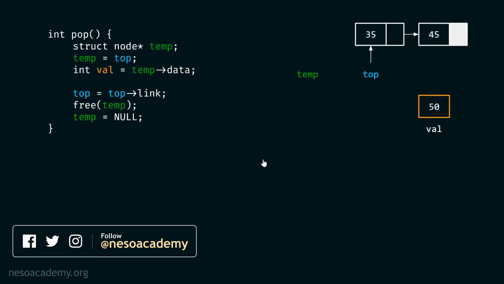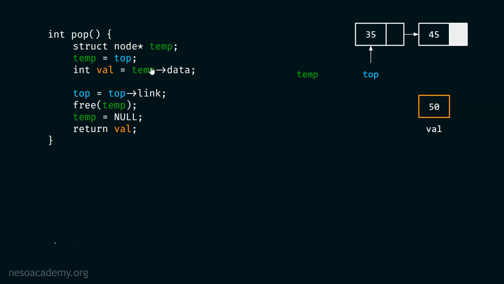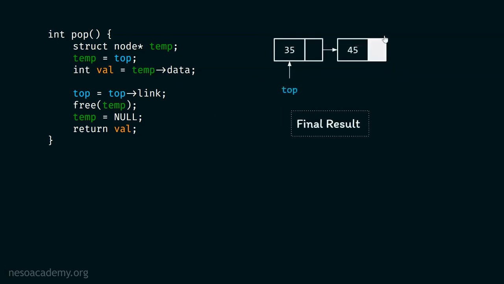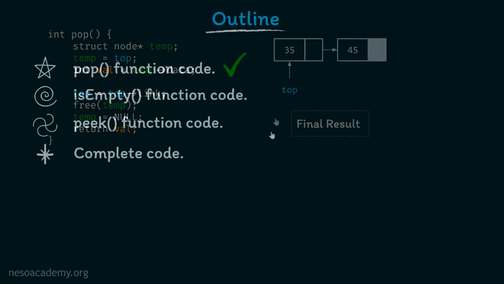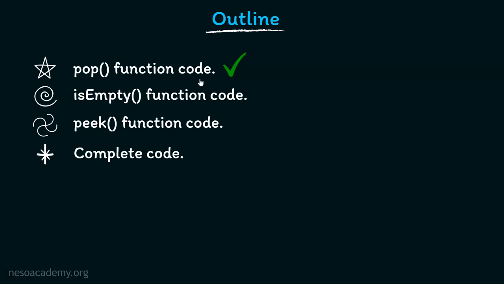It is important that finally we must return the value of the first node, that is this value. So return val. That's it. This is the complete pop function, right? And this is the final result so obtained after deleting the first node of the linked list. We are done with the pop function code. Now let's move to the isEmpty function code.